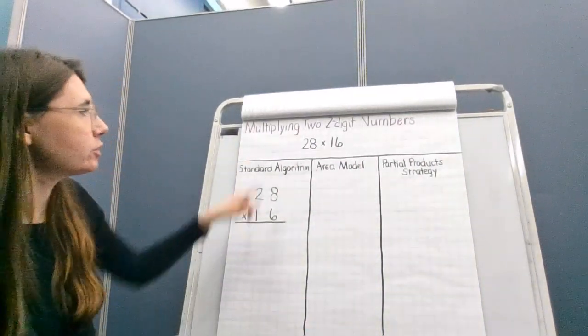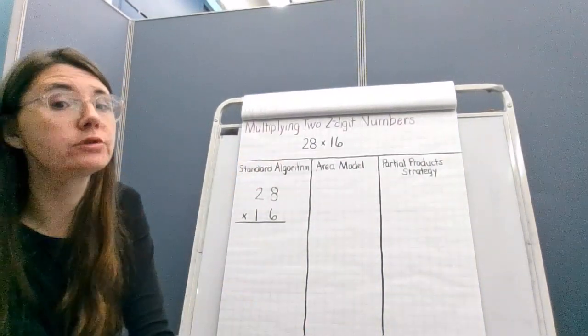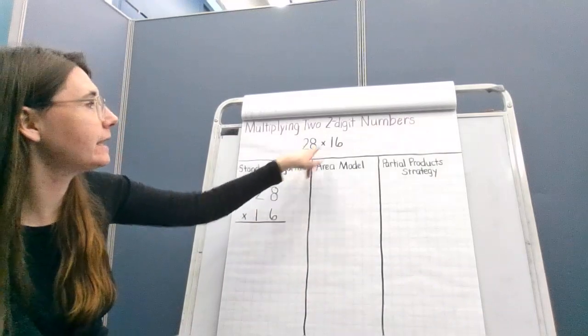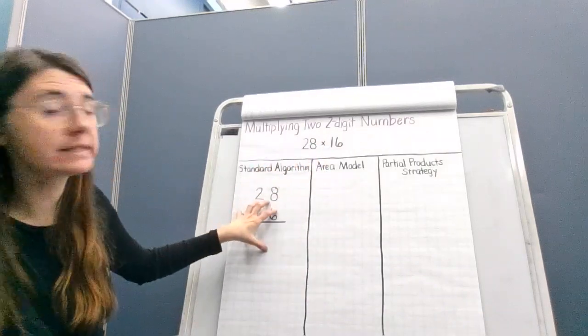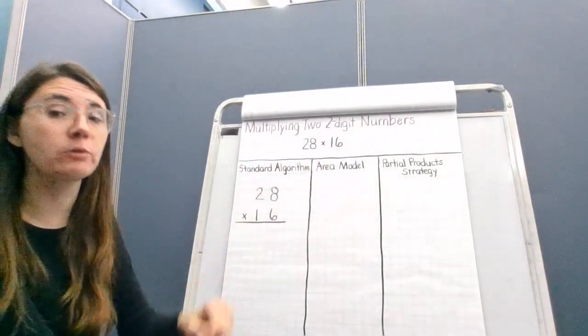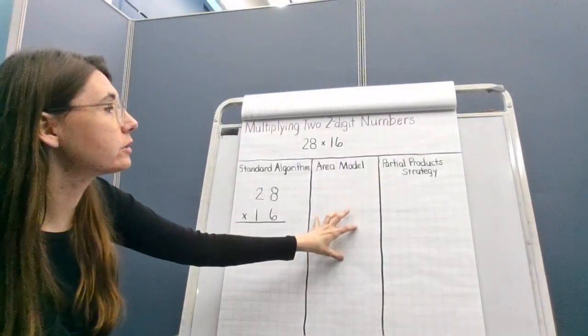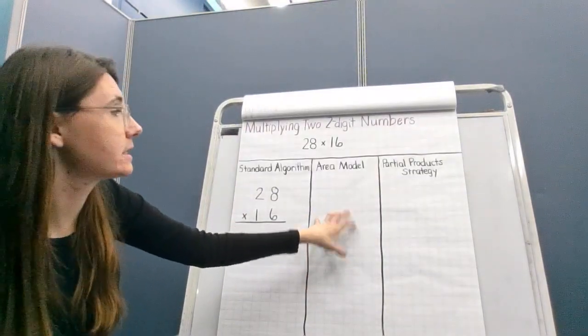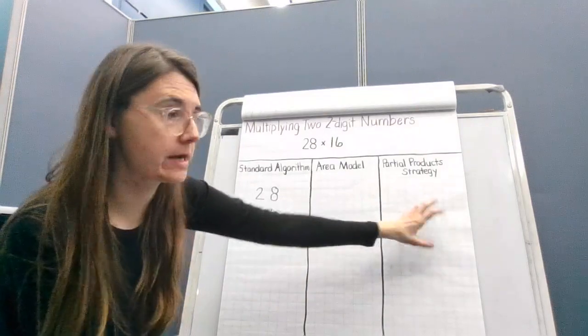Hi, in this video I'm going to show you how fourth graders learn to multiply two-digit numbers. So for example, 28 times 16. I'll start with the standard algorithm that I learned and that you might be familiar with, and then I'm going to show you the two strategies that fourth graders learned this year, the area model and the partial product strategy.